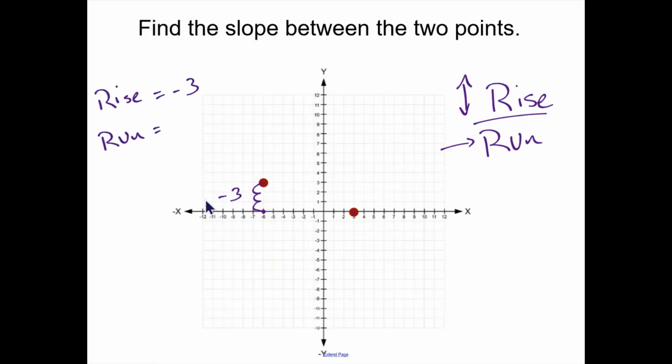And my run, I'm going to count from that exact point over 1, 2, 3, 4, 5, 6, 7, 8, 9 spots to the right. So that's a positive 9 as my run. So that is my slope. M is negative 3 over 9. Again, I can simplify that. I have a 3 on the top. That's divisible by 3, so I'm going to divide by 3 on the top and the bottom to get negative 1/3.